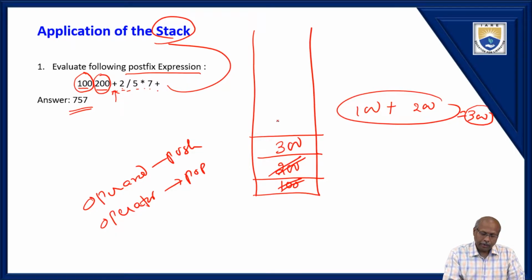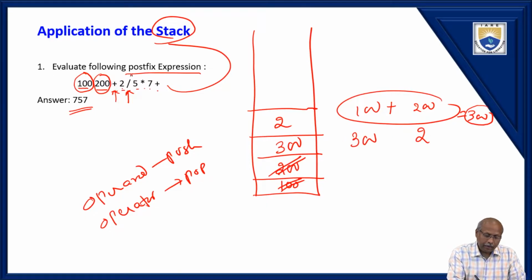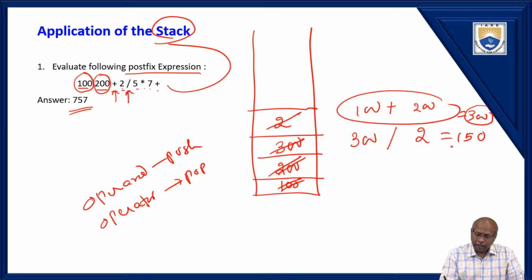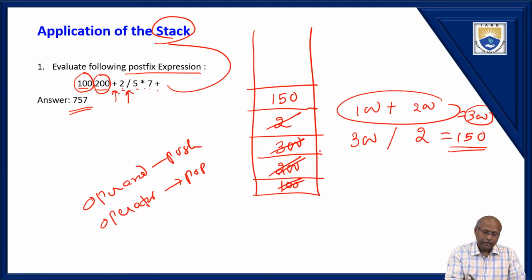Then 2 has come. Then push 2. After pushing 2, division has come. Division is what? It is an operator. If it is an operator, again pop. So 2 is popped out, 300 is popped out. Then apply the operation, 300 by 2. How much is 300 by 2? 150. So this 2 and 300 are already popped out. Now the result is 150, so 150 will be pushed. Then 5 has come.